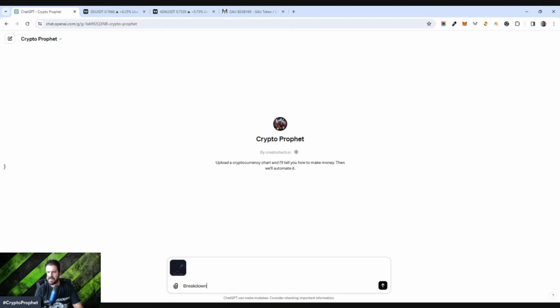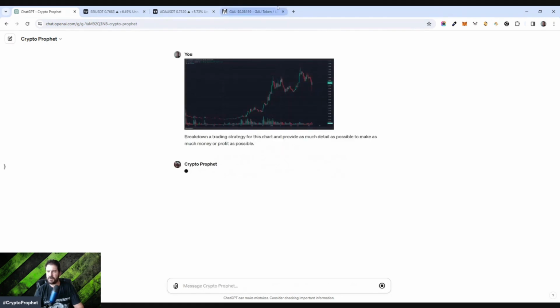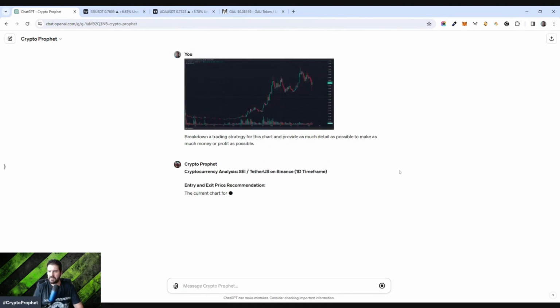I'm going to say, break down a trading strategy for this chart and provide as much detail as possible to make as much profit as possible with a trade. All right, let's see what it comes up with. So I click enter. You see that it picks up the chart. It'll pick up the chart here in a minute, and it'll start to actually break down what this chart is and where it comes from.